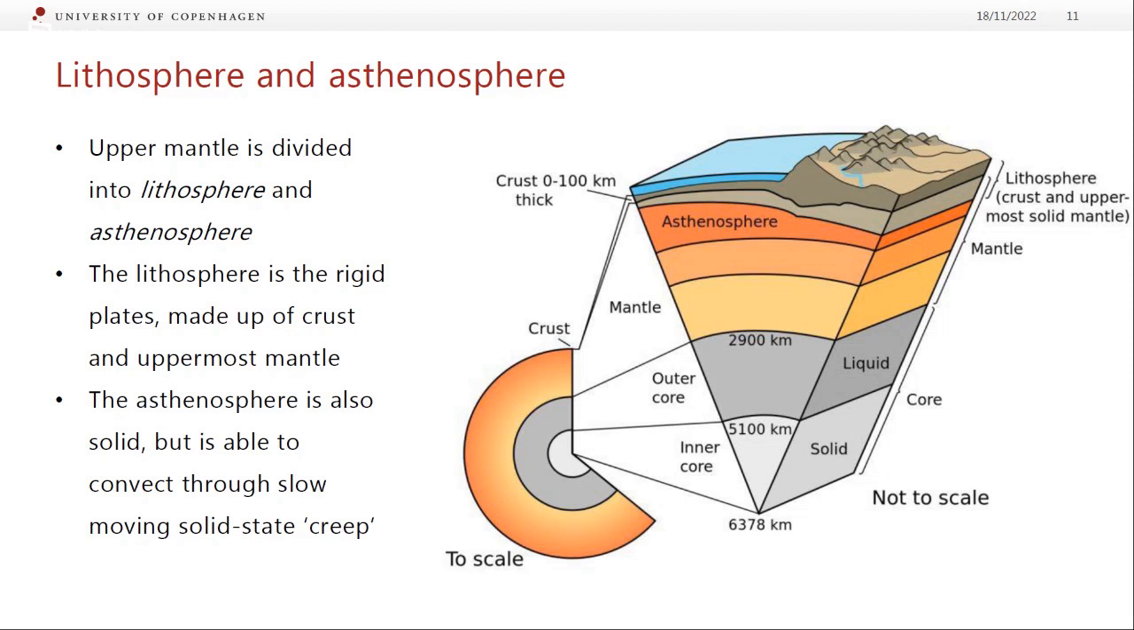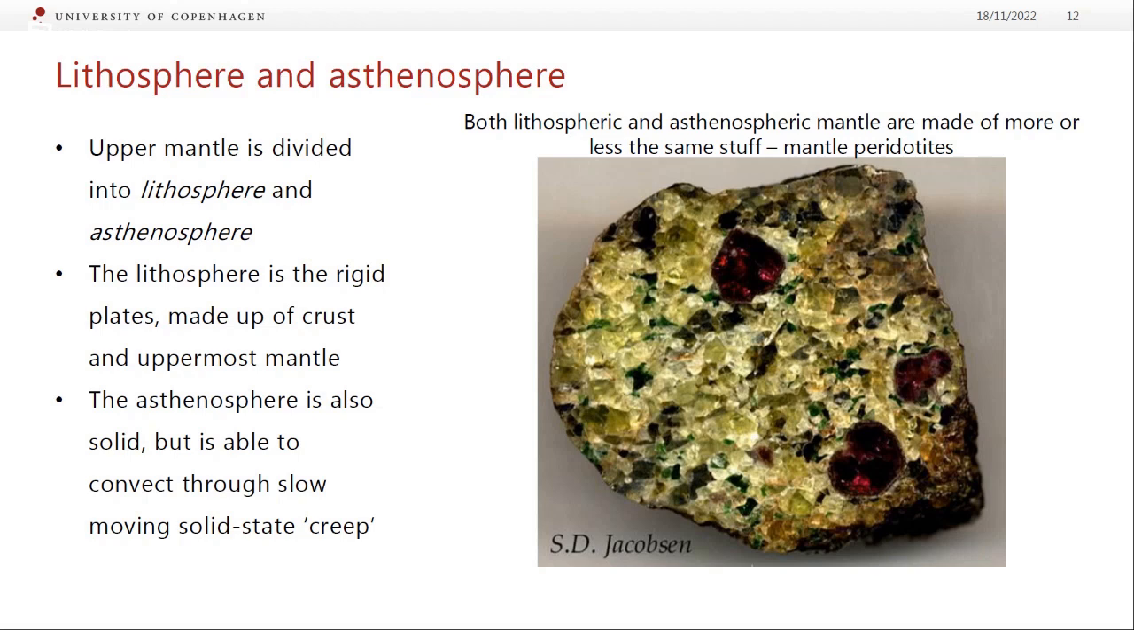The asthenosphere is the bit beneath the lithosphere, and it's also upper mantle, but it's convecting. It's really, really important to stress that the asthenosphere is also solid. It's convecting by something we call solid state creep. When it comes to composition, both the lithospheric mantle and asthenospheric mantle are broadly the same composition. There are some differences that we'll talk about in a sec, but these are basically mantle peridotites. So the main difference is whether they're rigid or not.